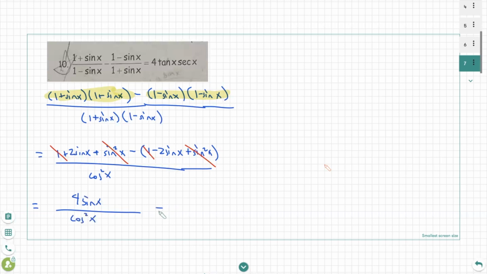Okay, so then you would just have 4 sine x over cosine squared x, and then that's 4 tan x secant x. Yeah, because you split up the cosine squared x, and you put one of them with the sine, and the other one's just into the reciprocal. Yeah. Okay.